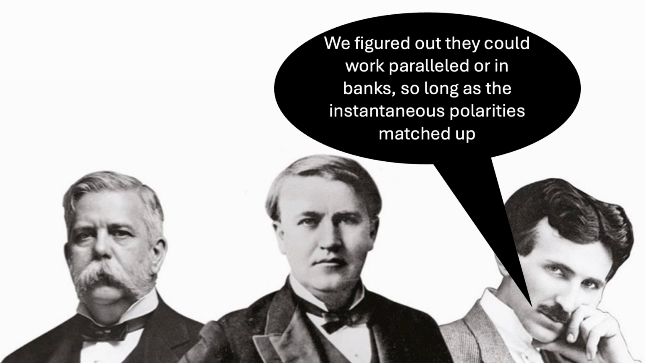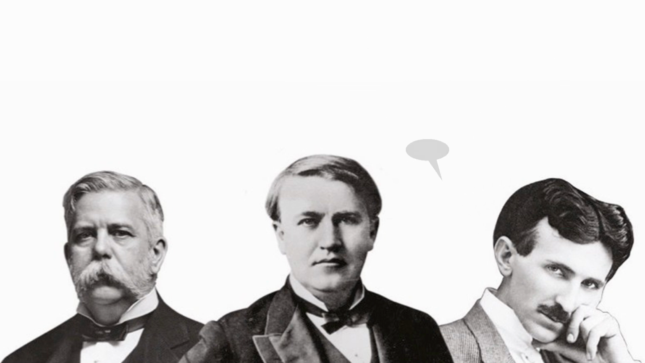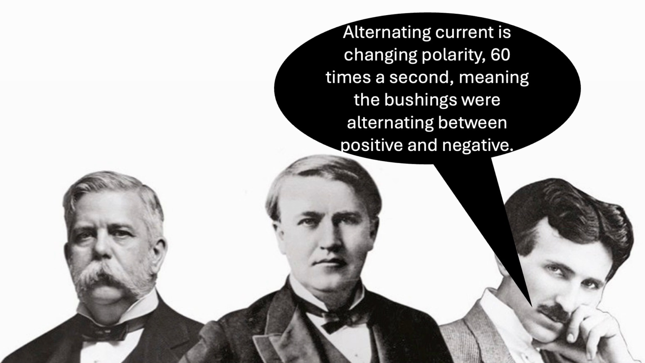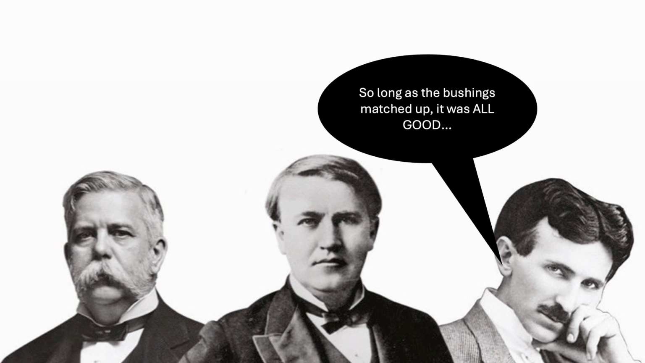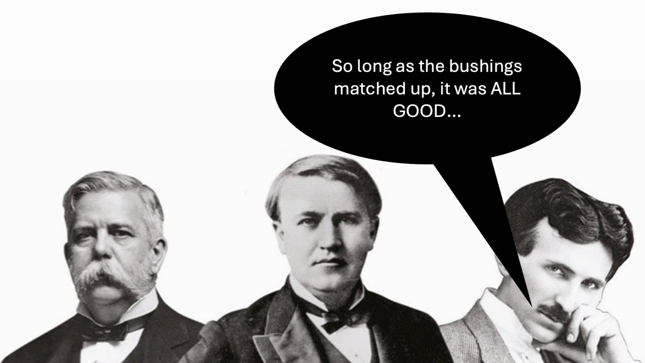They figured out that transformers of different polarities could work when paralleled or in banks, so long as instantaneous polarities matched up. So alternating current, as you know, is changing polarity 60 times a second. That means that the bushings were alternating between positive and negative. So long as the bushings matched up, then it was all good. So long as when this bushing is negative and this one is negative, everything's okay.